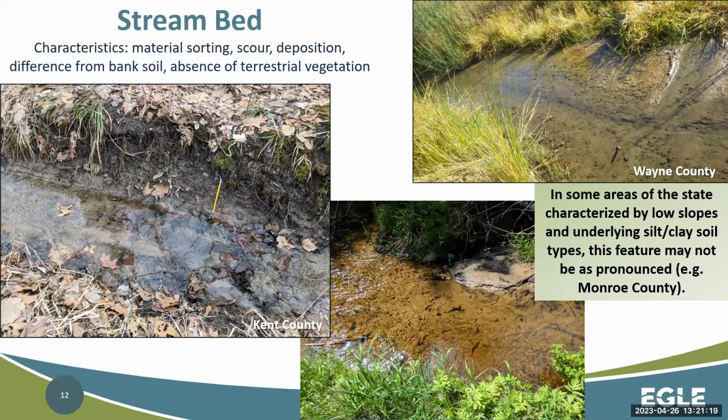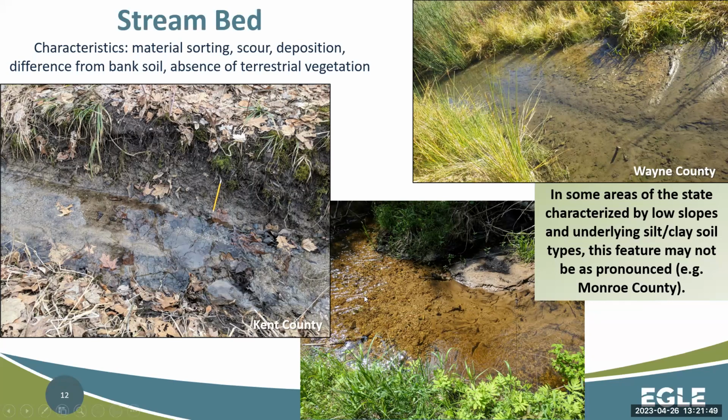So here are some more photographs of a stream bed, and these are showing some characteristics of material sorting, scour, deposition. You can see some differences between the banks of this channel and what you see in the bottom along the bed. In all three instances, you see an absence of terrestrial vegetation.